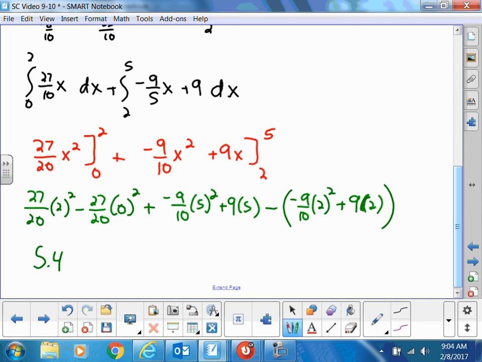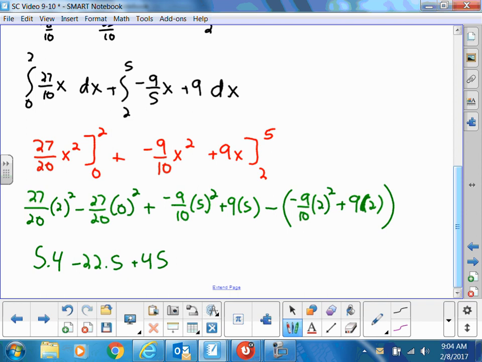5 squared will give you 25. 25 divided by 10 is 2.5. 2.5 times -9 is -22.5. 9 times 5 is 45. 2 squared is 4 times -9 is -36.